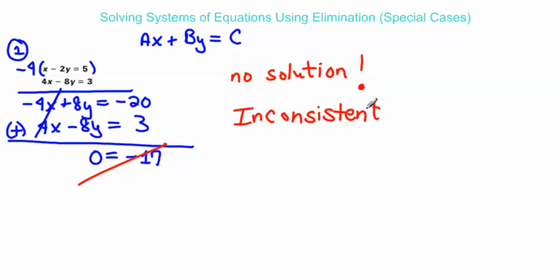And to tie this back into when we were solving the systems by graphing, if you were to graph these two lines, you would find that they have the same slope and they are parallel. They never intersect, so your answer is no solution.